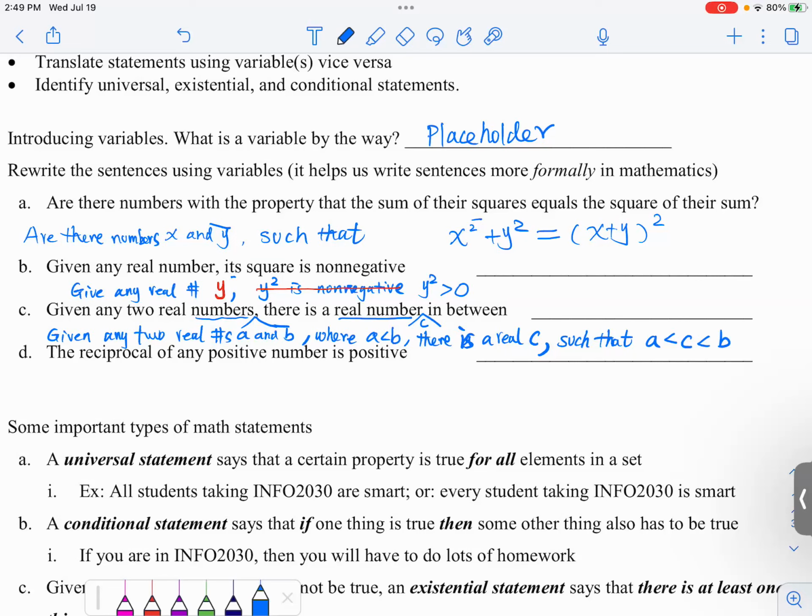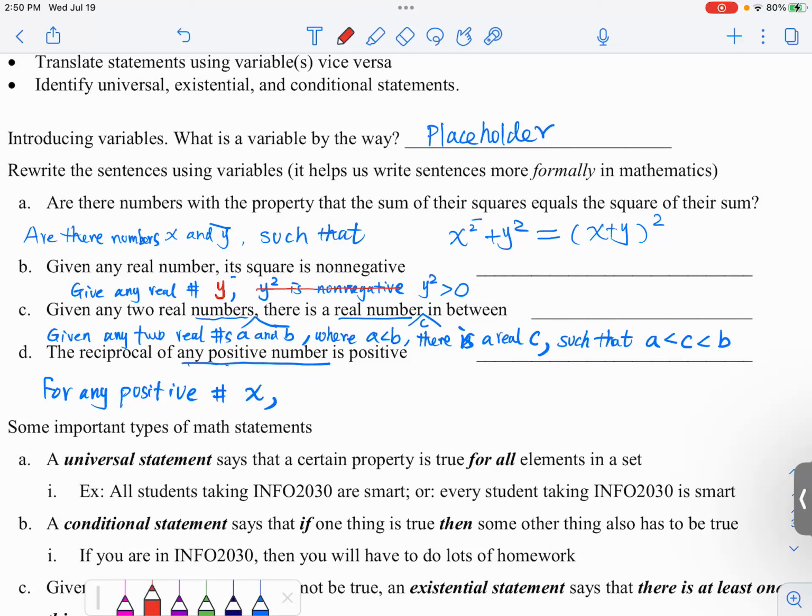D: the reciprocal of any positive number is positive. So reciprocal is certainly a noun, but we don't want to introduce a variable for reciprocal, because this reciprocal is very closely related to any positive number. Therefore, I would like to introduce a variable for this positive number. So I'm going to say for any positive number, say, I'm just going to call it X.